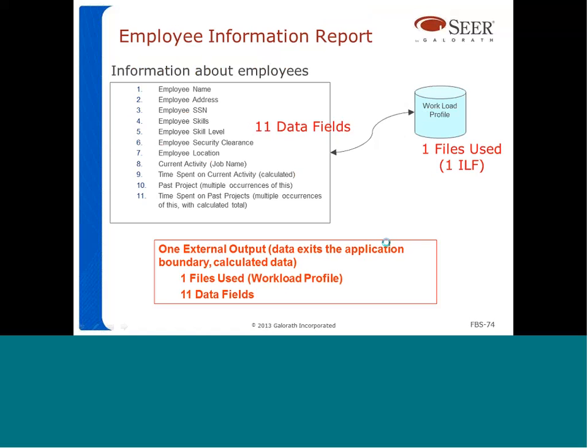More in detail here, the first output is the employee information report. This is going to be an output report that's presented to the user, and again, it's going to list these 11 fields related to employee information, and the information is going to come only from the workload profile. So we count this external output as having 1 file used and 11 data fields.